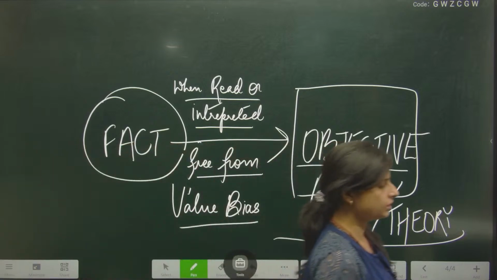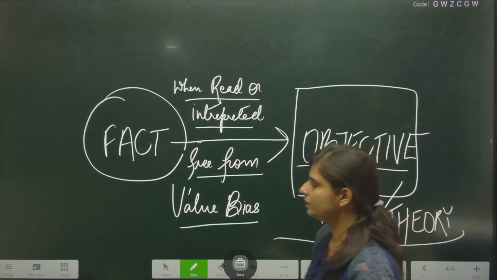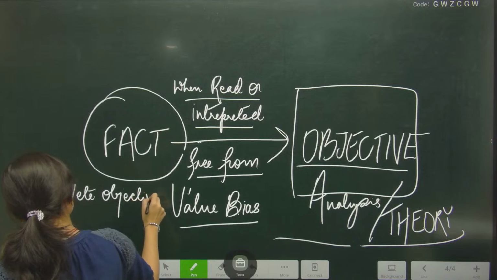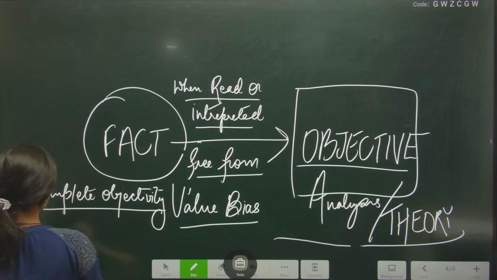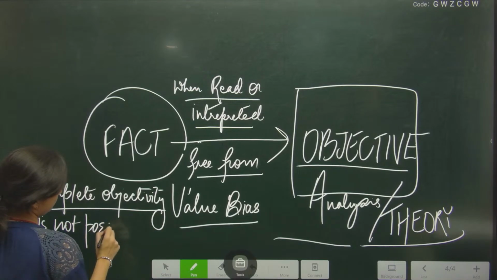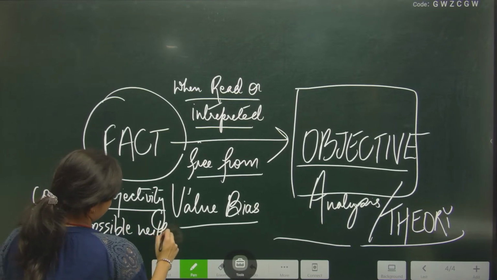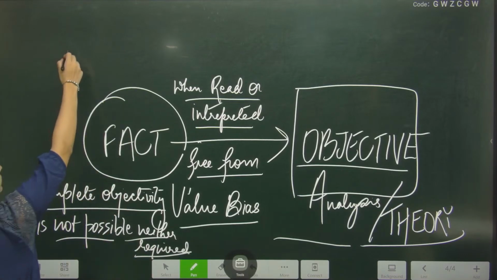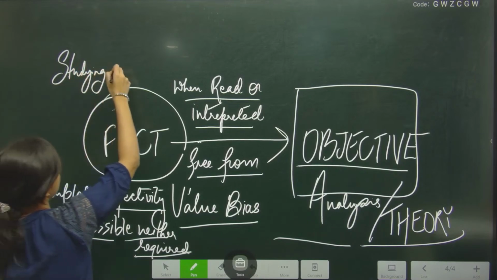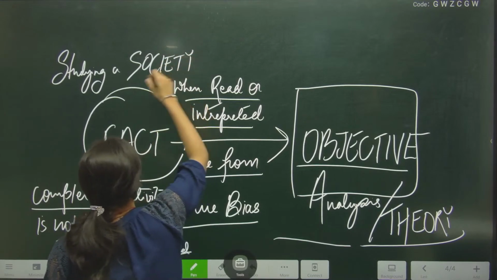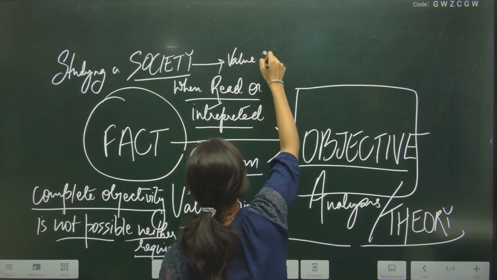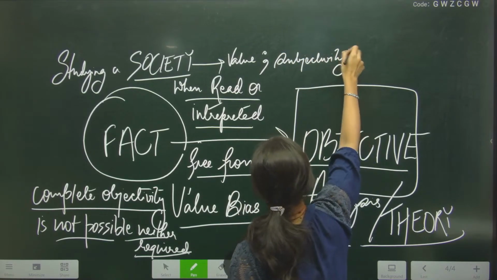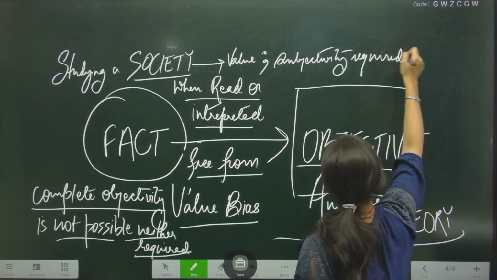However, in order to study sociology, we need to have certain value system. It is very important. Complete objectivity is not possible. Neither required. Because we are studying a society. So certain amount of values and subjectivity is required.